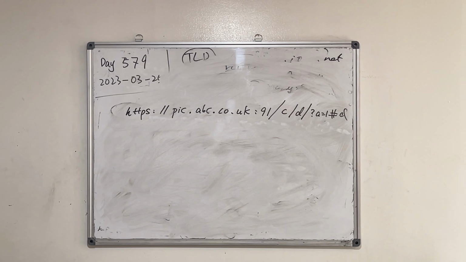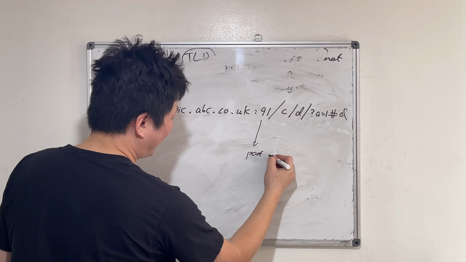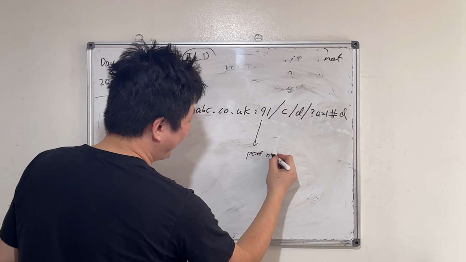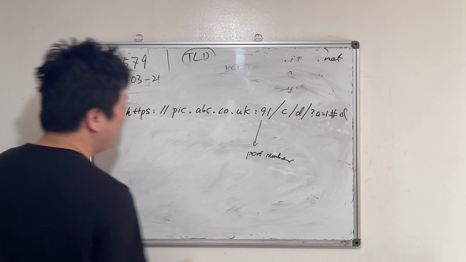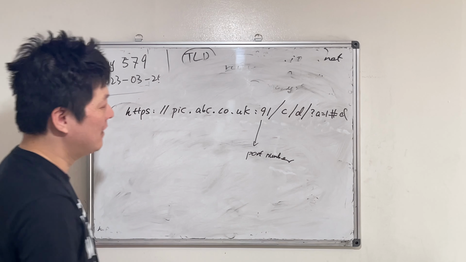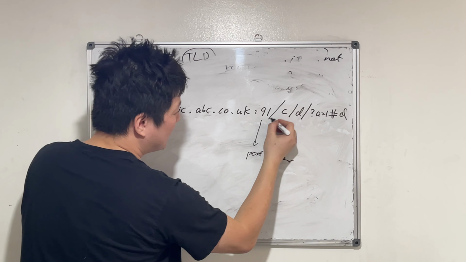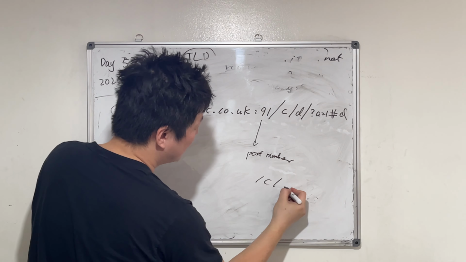My question is, where is the port number? Which one is the port number? 91. This is the port number. Well, that's the only number basically. You are right. Port number by default, if we don't specify anything, is 80. Okay. Which one is the path? Is it at the end? The path is /c/d. This is the path.